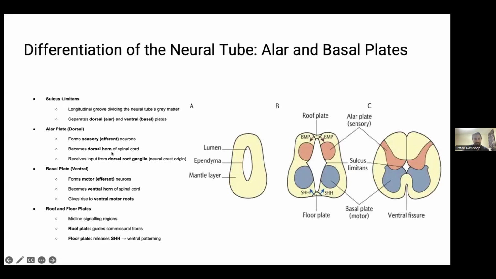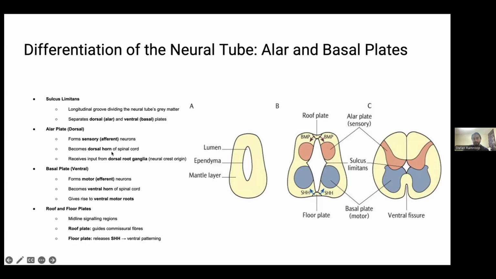So within the newly closed neural tube, differentiation occurs along the dorsal-ventral axis. A shallow longitudinal groove called your sulcus limitans appears in the lateral wall of the neural canal, and this divides the neuroepithelium into a dorsal alar plate and a ventral basal plate. The alar plate, positioned dorsally, gives you your sensory neurons. These neurons will form the dorsal horn of the spinal cord, and they will receive input from the dorsal root ganglia that originate from neural crest cells.